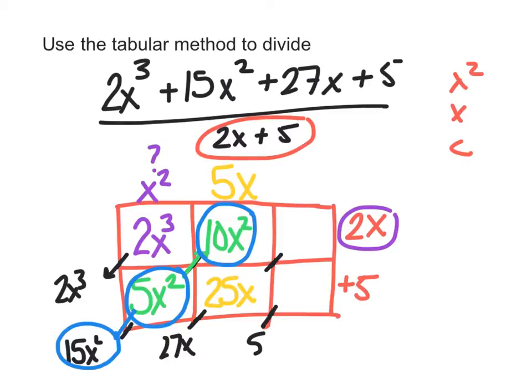Okay, so now I'll work the diagonal again. If this is 25x and something else with x has to make 27x, what do you think that something else is? Hopefully you're saying 2x.